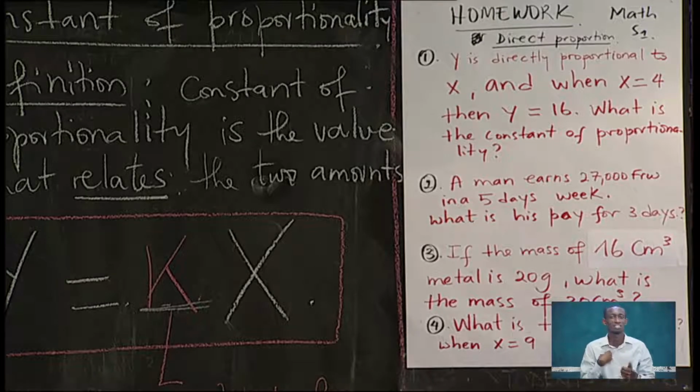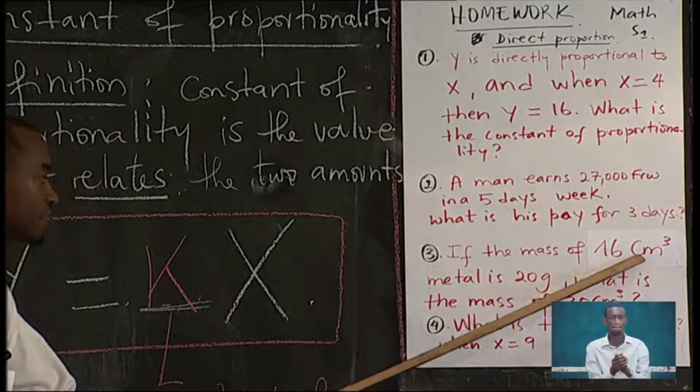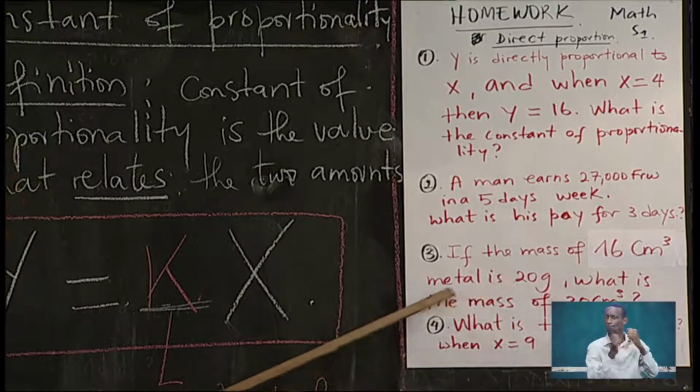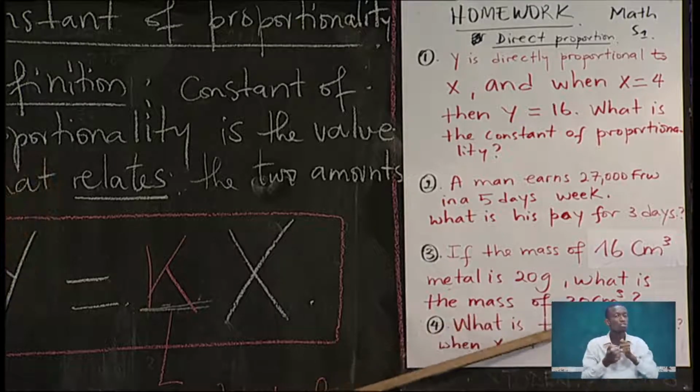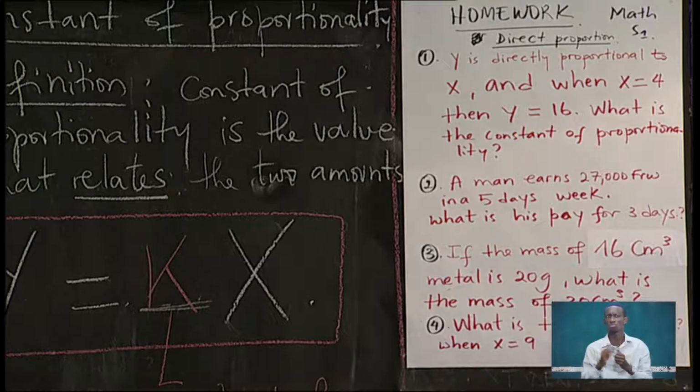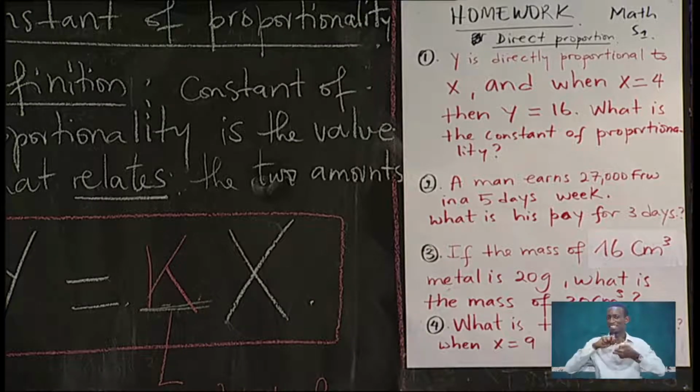The third question, and I hope you're writing down. I'm not reading only, I hope you are writing down. If the mass of 16 centimeter cubed metal is 20 grams, what is the mass of 30 centimeter cubed? As you look at this question, it is in physics. As I'm reading to you this homework, I'm even trying to explain to you where you need to apply this lesson of today. In physics, we can use this.